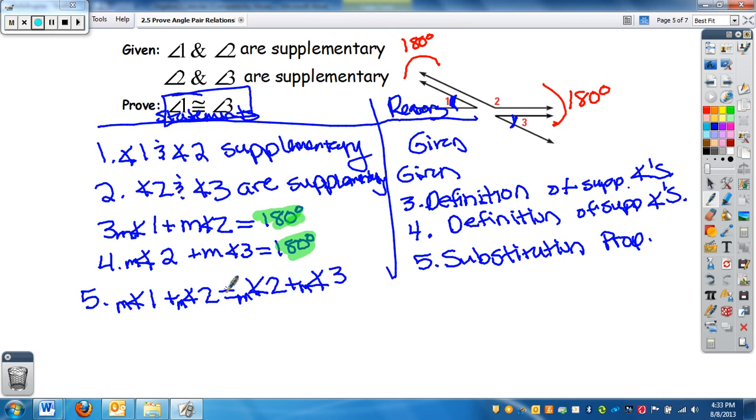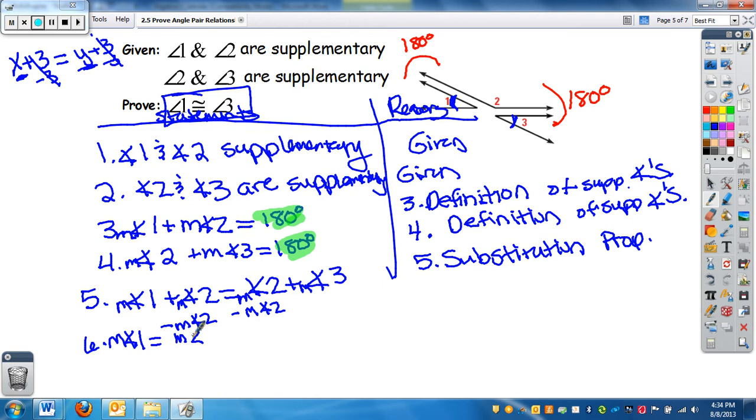So think to yourself, I need to get rid of angle 2. Anytime you have the same thing on both sides, think of x plus 3 equals y plus 3, and all I want is x and y. Well, if I subtract 3 here and here, they make 0, so they go away. These make 0 and these make 0.